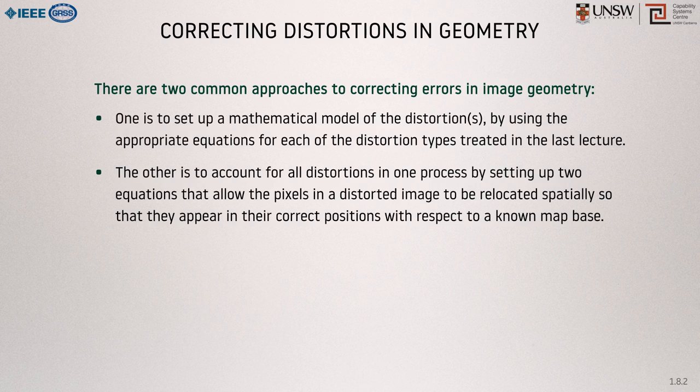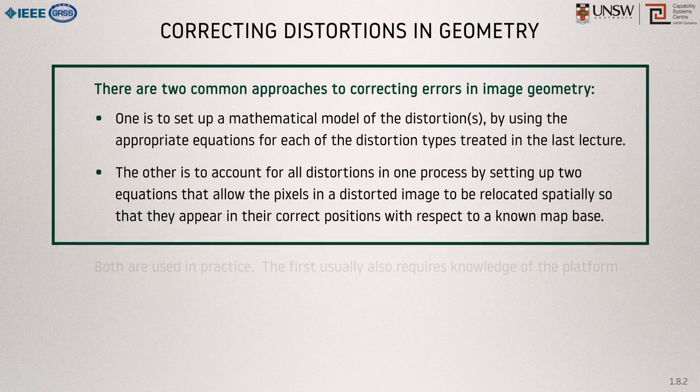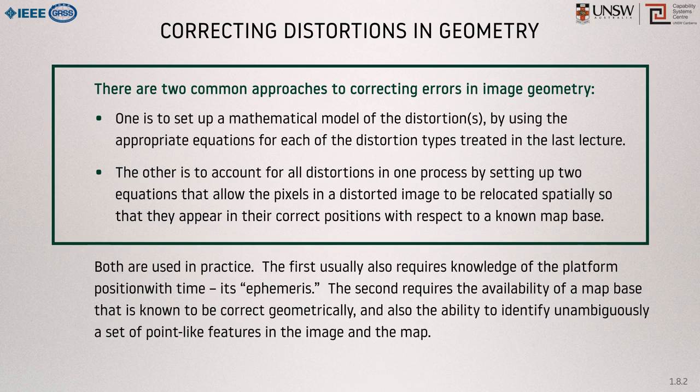It avoids the need to model mathematically the various types of distortion, and instead uses a mathematical relationship between where pixels appear in an image and where they should appear in a map. This is a very common approach and has the added advantage that the map basis can be chosen according to the projection preferred by the user.